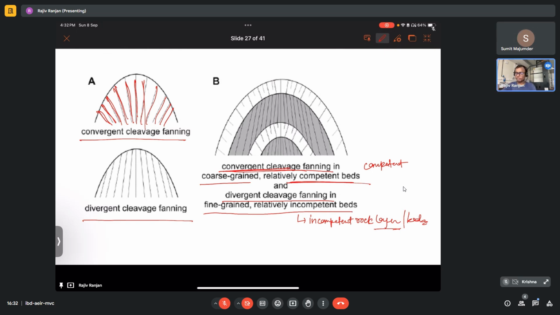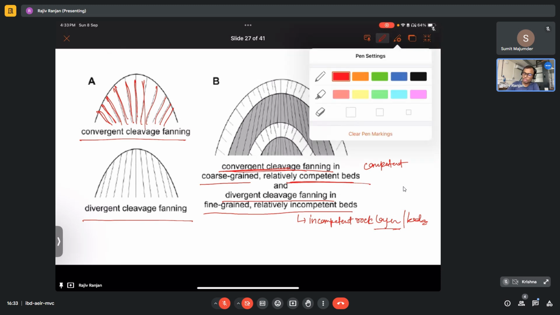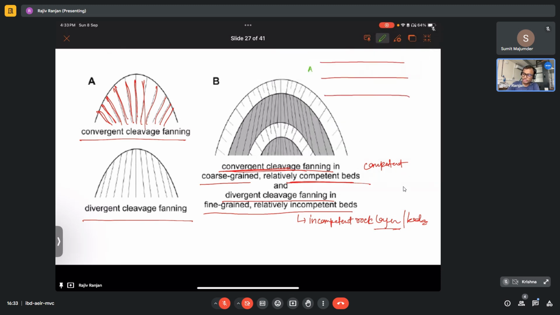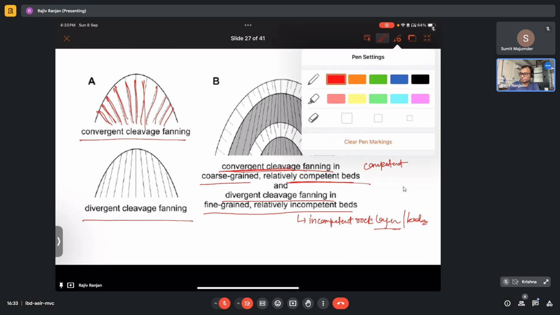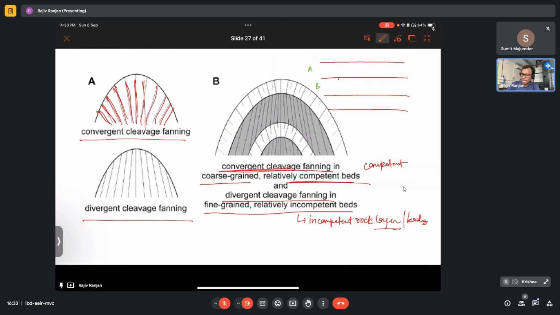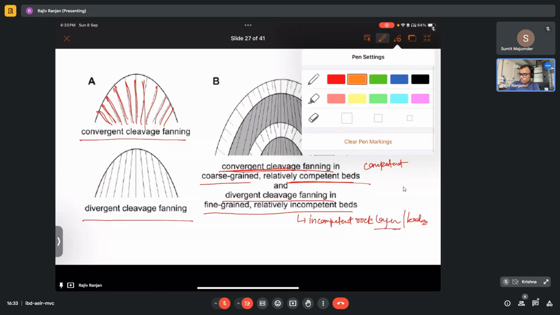So basically what happens here, just hold on, let me explain. Suppose you have three layers. I will get to the basics. You have layer A, layer B. Take one more layer, so you have three. And you have axial planar cleavage like this.